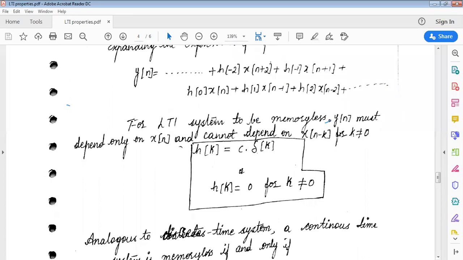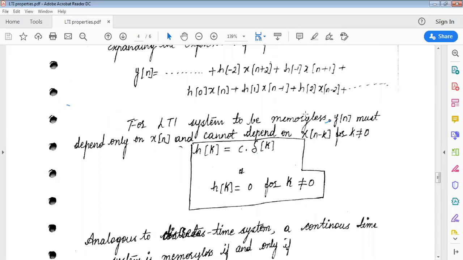Which system? LTI system, with the same condition keeping in mind. Okay, now y of n is the output of the LTI system, x of n is the input of the LTI system, and h of n is the impulse response. Now you use the same condition and apply here. If this given LTI system has to become memoryless, then your output y of n should depend only on the present value of the input.